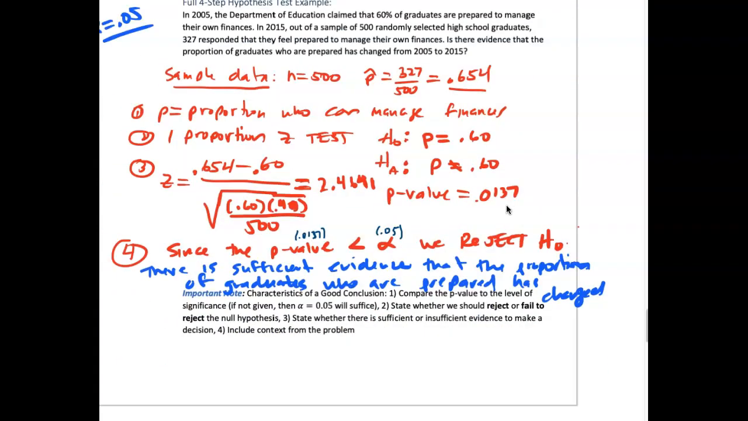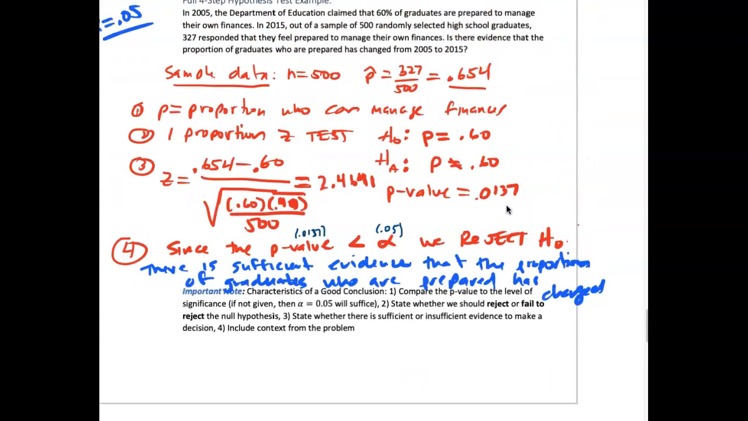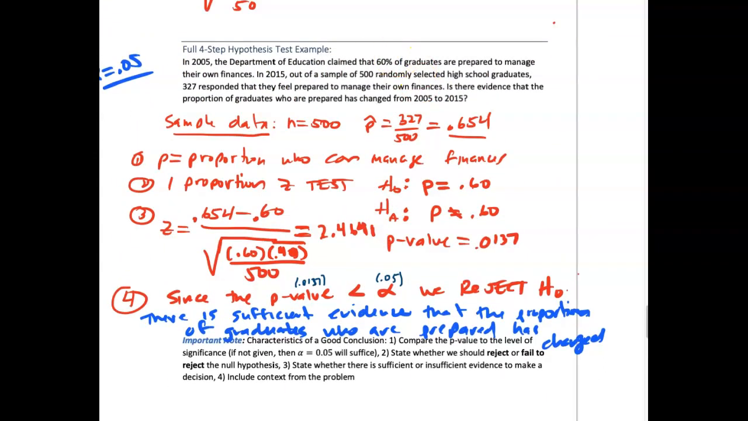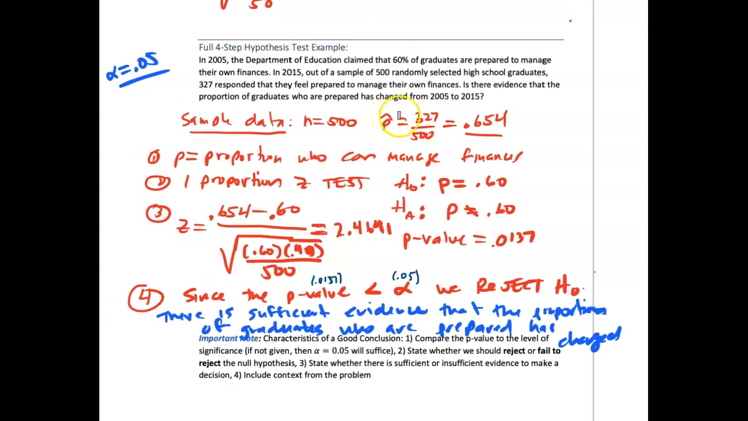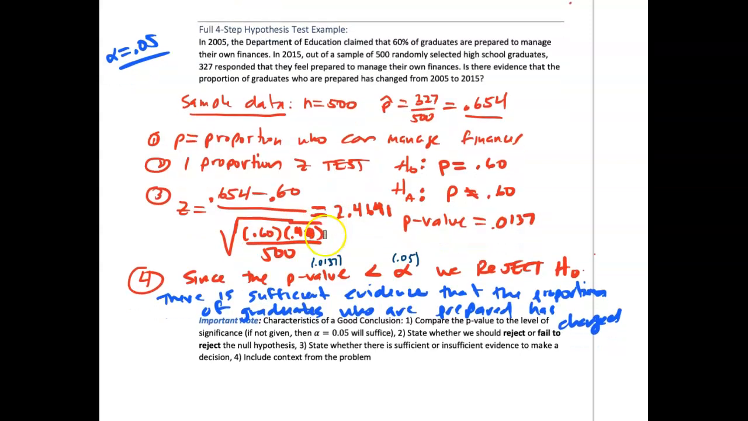Here's a full example. You can pause and take a look at this full example. Notice the sample data. We're measuring to see how far that sample data is from the proportion that we said, which was that it equals 60%. We want to know if the sample data is not equal to 60%. Is it far enough away? Do the calculation, you get a p-value, and then we come up with our conclusion.